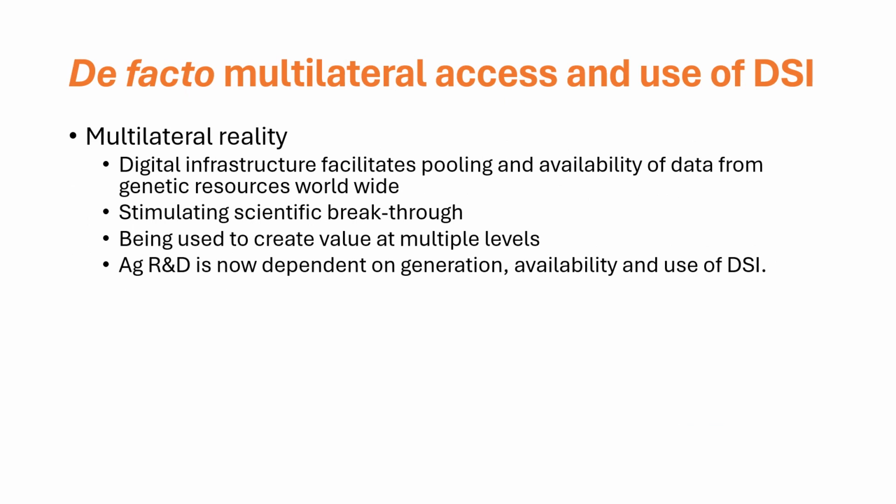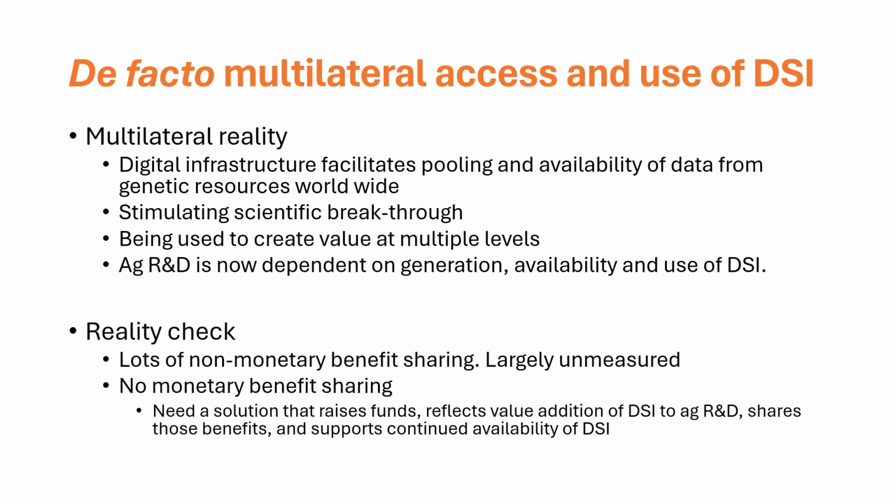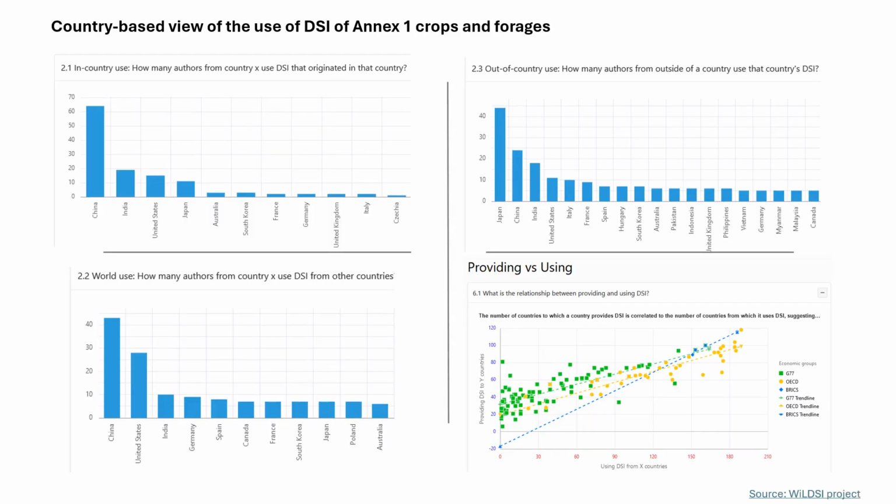I would point out that de facto we already have a multilateral system for access and use of DSI, based on a digital infrastructure that facilitates pooling and availability of data from genetic resources worldwide. This is stimulating scientific breakthroughs and is being used to create value at multiple levels. And agricultural research and development is now absolutely dependent on the generation, availability, and use of DSI. Just as a reality check, the so-called non-monetary benefit sharing is massive, although largely unmeasured. It's just the monetary benefit sharing that needs to be addressed. It's worth adding that the existing multilateral system is intrinsically fair to the extent that the biggest users of DSI from their own countries and from other countries are also the biggest providers of DSI to other countries.